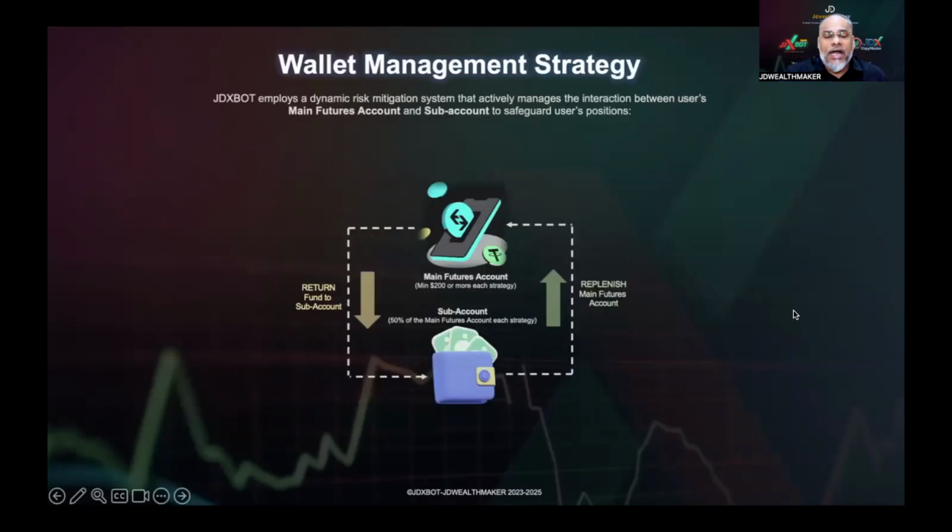All right. Now, what makes JD Export unique? What makes JD Export different? One of the things that makes JD Export resilient and unique is what we call a wallet management strategy. Please understand that in trading, one of the most important things is how the wallet is managed. When we talk about the wallet, we talk about the client's funds. If these funds are managed effectively, then the bot will be resilient, and not only resilient, it can deliver significant results to the users.